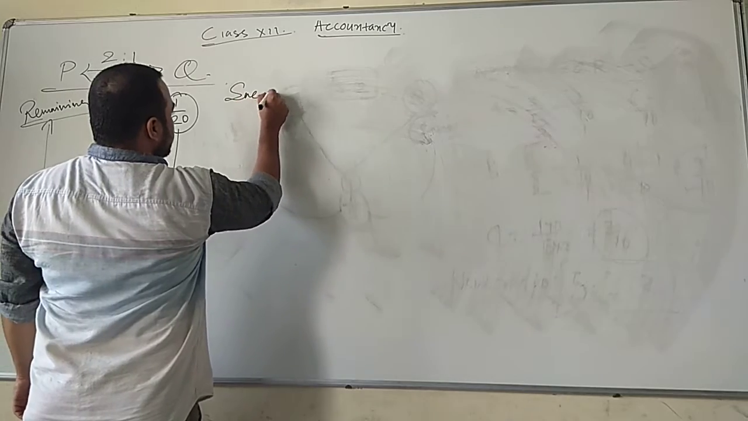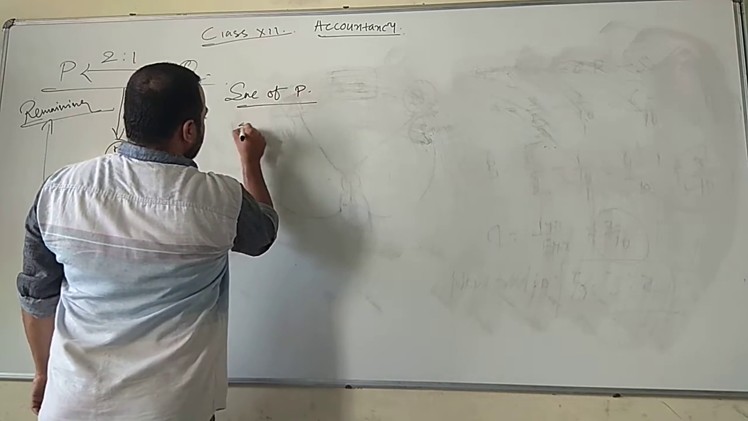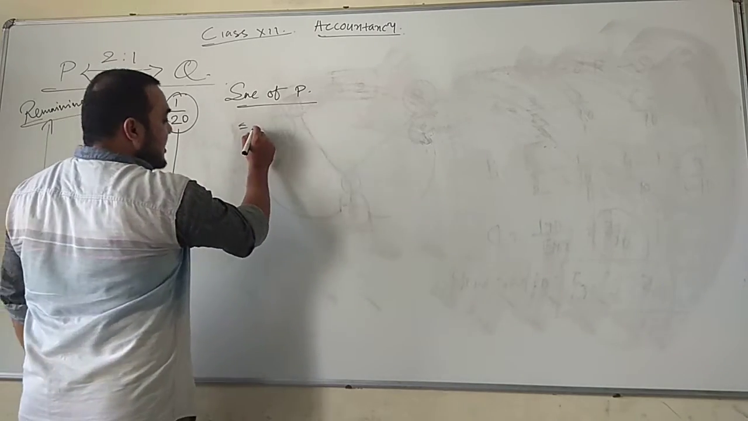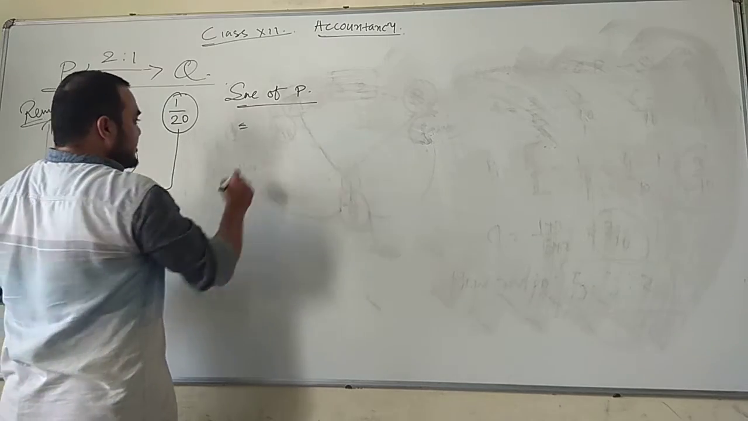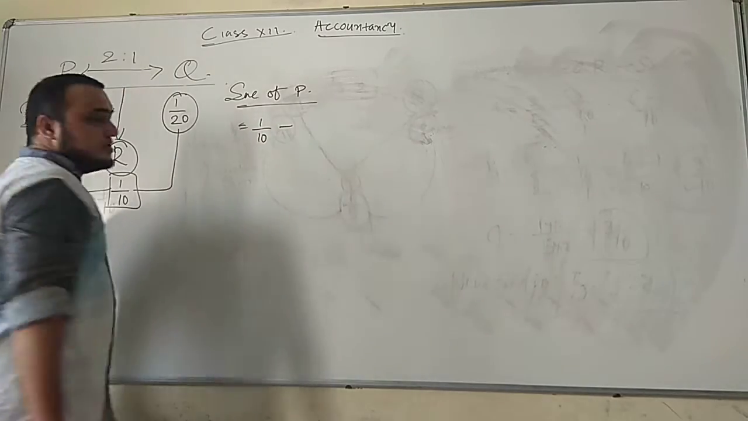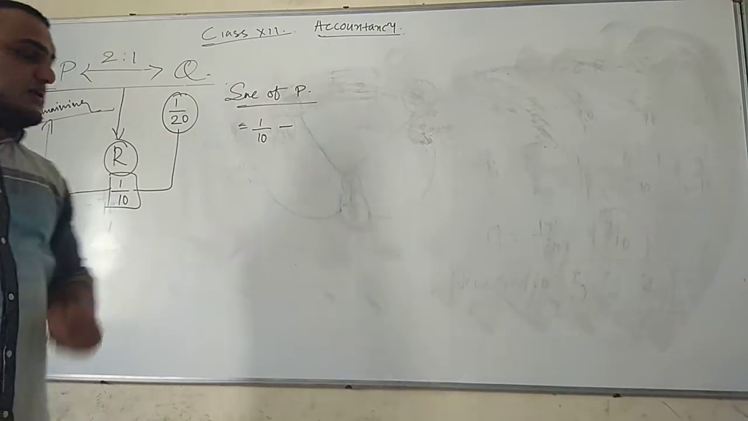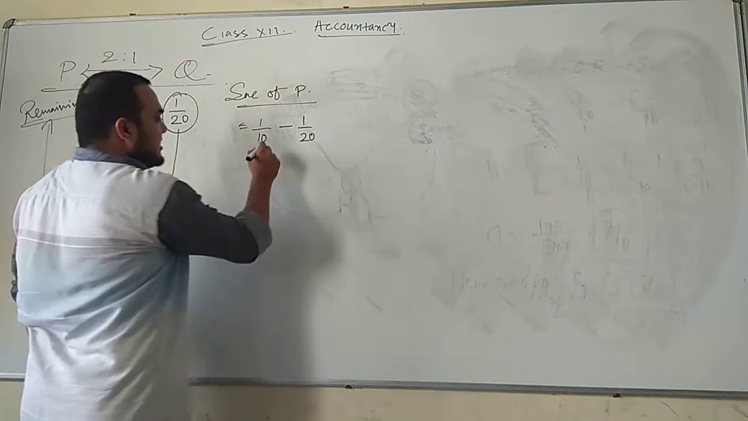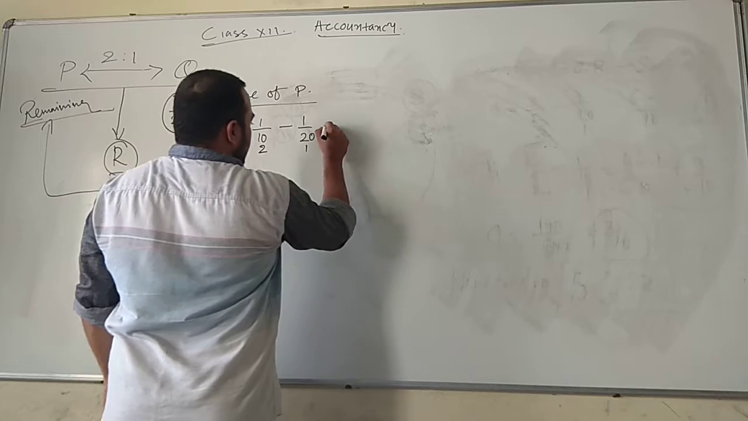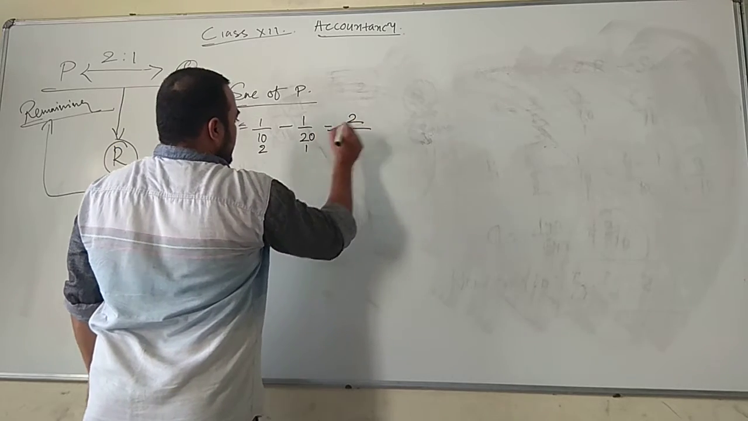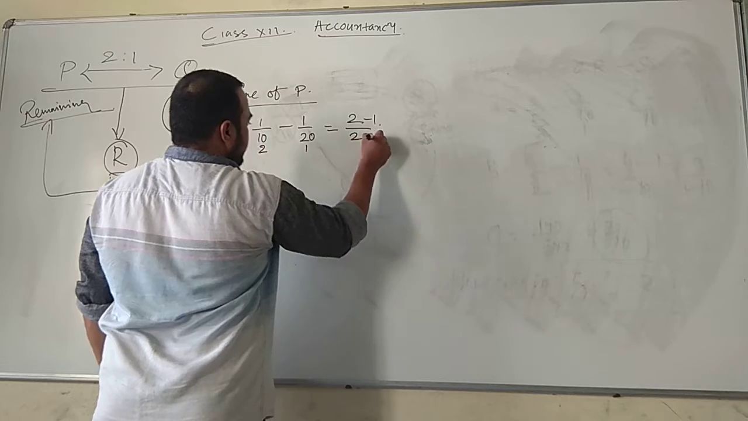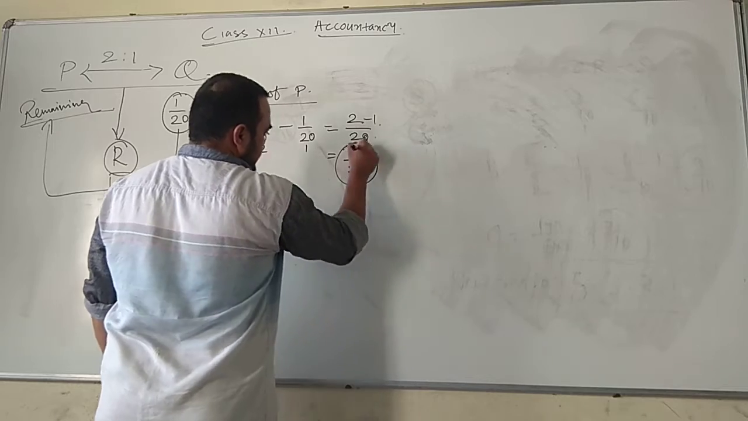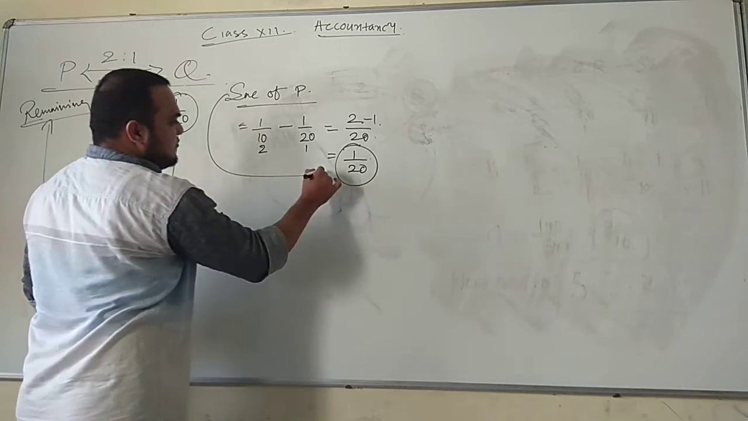First we have to find out the sacrifice of P. Now how to get the sacrifice of P? The share of new partner is 1/10 minus the share sacrificed by another partner, meaning Q, so that is 1/20. So directly LCM is 20: 10 2s are 20, 20 1s are 20, so we get here 2 minus 1 upon 20. So we get the answer here, 1/20. This is the sacrifice of P.